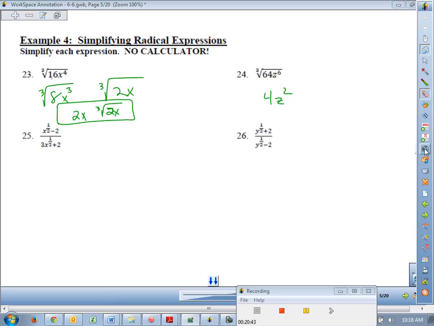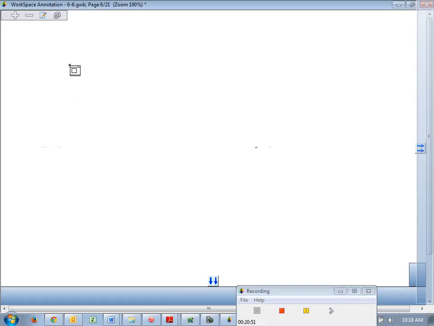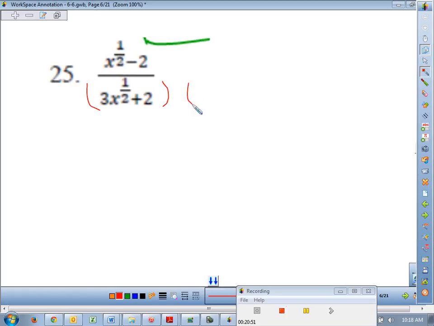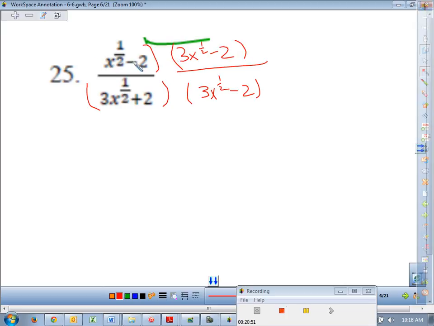Let me put this in a bigger window here so we can actually see what's going on. So we'll make this guy a quantity, with a pen, times 3x to the 1/2 minus 2 over itself. Make the other guy a quantity. Denominator, piece of cake. The terms in the denominator are conjugates of each other, right? It's the same thing as doing this.